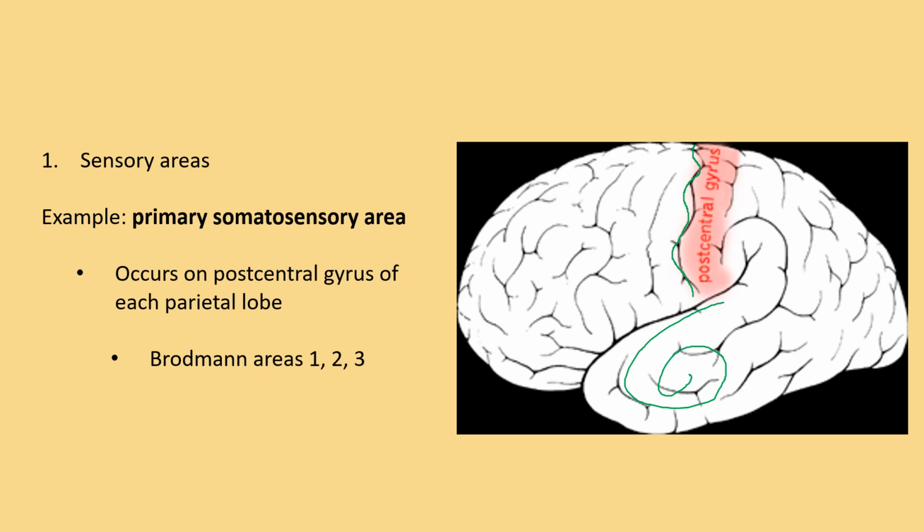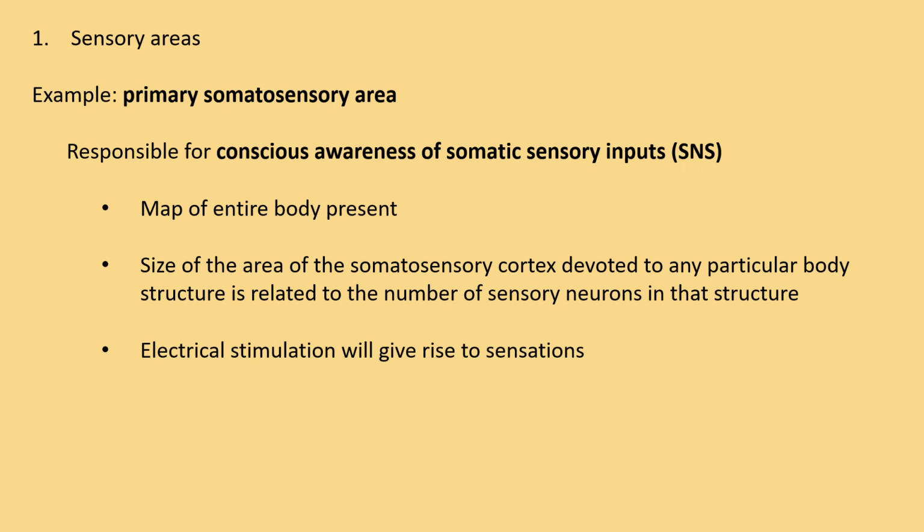And let's think about what it does. Your primary somatosensory area is responsible for all of your conscious awareness of sensory input that's coming in through structures associated with your somatic nervous system. So your 5 senses, the touch receptors in your skin, for example, temperature receptors in your skin, vibration, etc. And in this primary somatosensory area, as we'll take a look at a picture of it in just a moment, there's a map of your entire body.